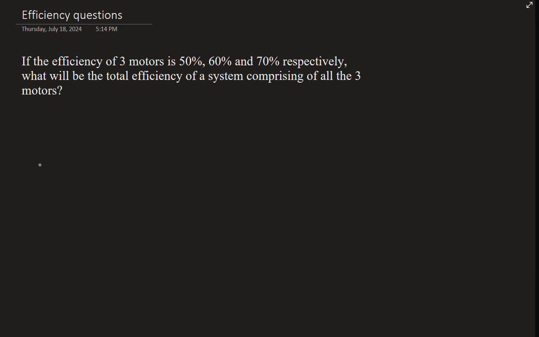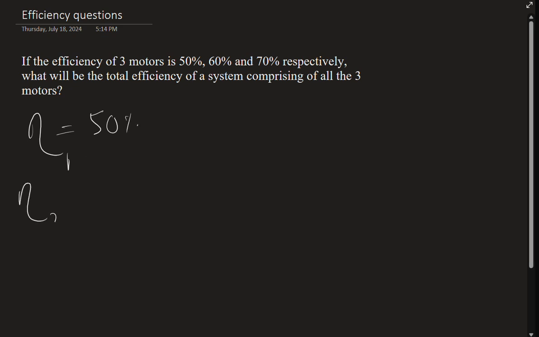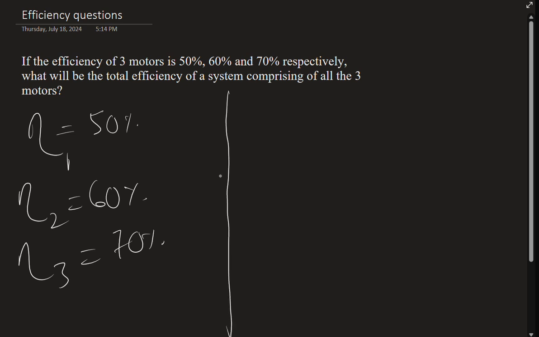If the efficiency of 3 motors is 50%, 60% and 70% respectively, what will be the total efficiency of a system comprising all the 3 motors? So this is a cascading efficiency problem. Let's see what we have. Efficiency 1 is 50%, efficiency 2 is 60%, and efficiency 3 is 70%. Now let's remember our cascading efficiency formula. Total efficiency is equal to efficiency 1 times efficiency 2 times efficiency 3.